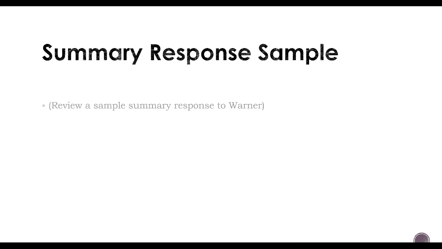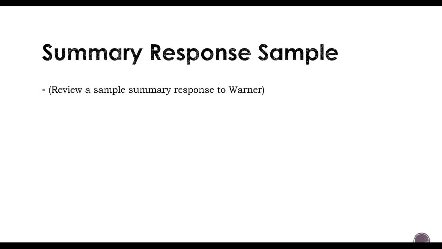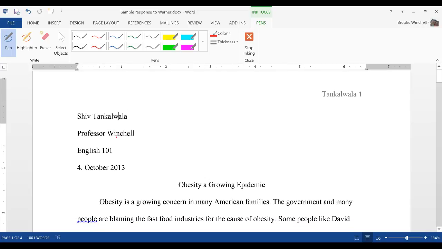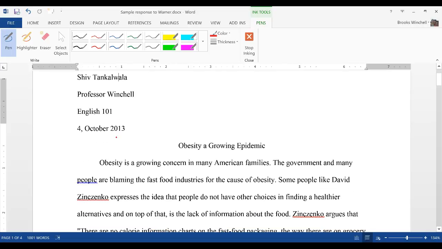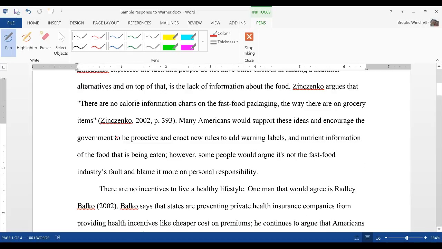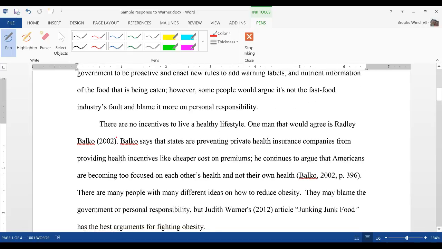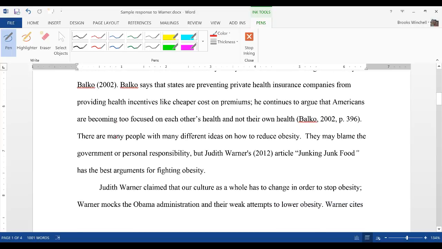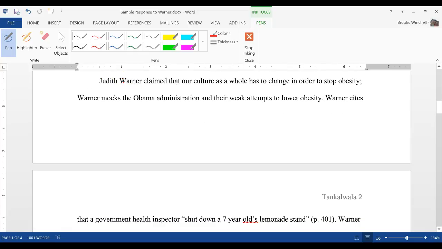So let's just take a quick look at a sample summary response essay, and we'll read through the entire thing and talk about how this person develops his summary response. Okay, so here it is. This is a full summary response essay, very similar to the one that I want you to do, and it's actually a summary response essay to Warner's essay. We just read Warner's essay, so you should be familiar with Warner's Junking Junk Food. This is a summary response to Junking Junk Food, and we can see how he does it when we read through this essay.